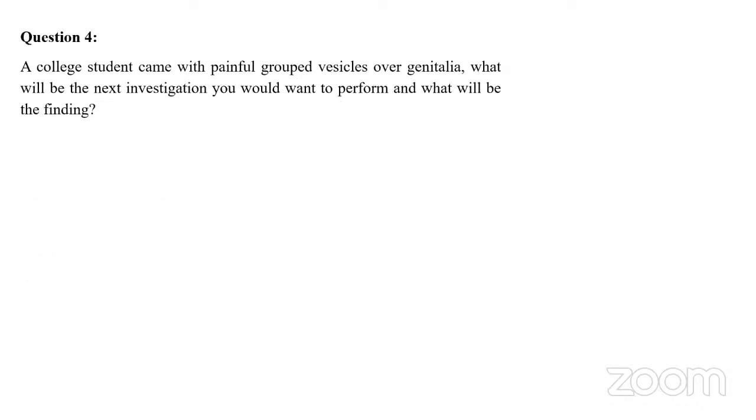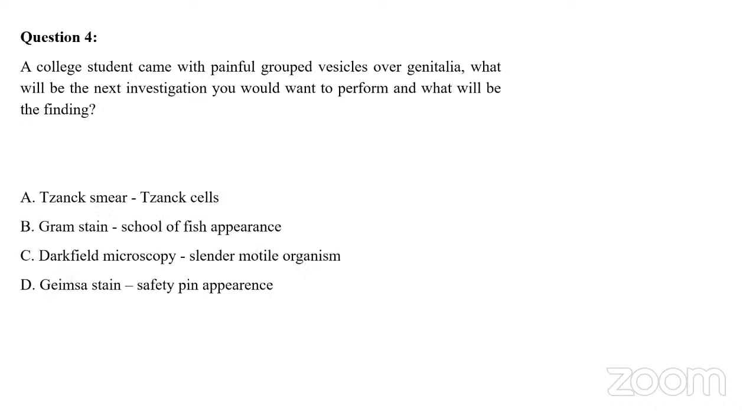So next question is, a college student came with painful grouped vesicles over genitalia. What will be the next investigation you would want to perform and what will be the finding? So he has come with painful grouped vesicles. So these all are typical of genital herpes. So it's painful and they're grouped vesicles. Okay. So it's typical of herpes.